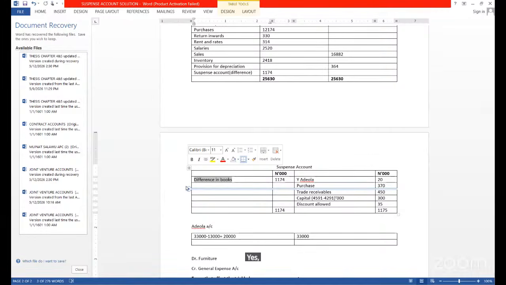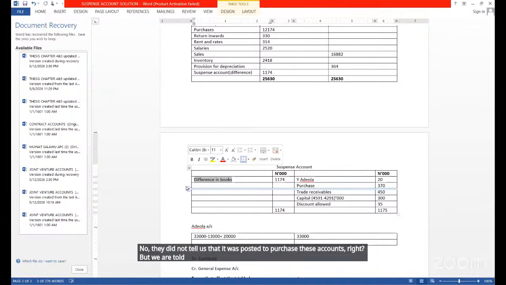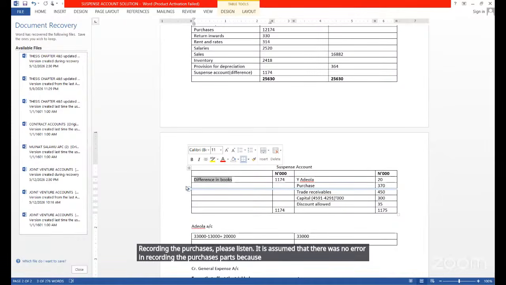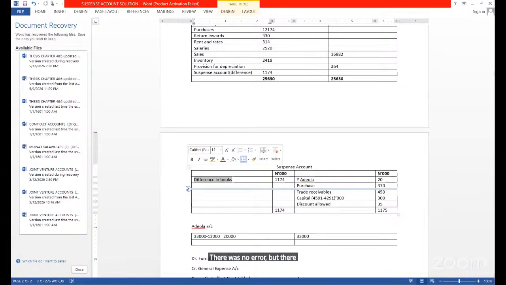Now, they did not tell us that it was posted to the purchases account, right? But we are told that it was posted to Adeola's account. So once you see that, it is assumed that there was no error in recording the purchases. Because if there was an error, you would be told the error that was made. There was no error, but there was an error in recording it into Adeola's account.